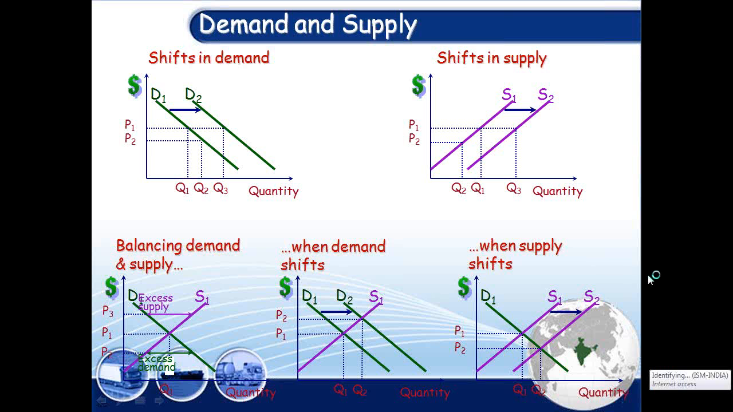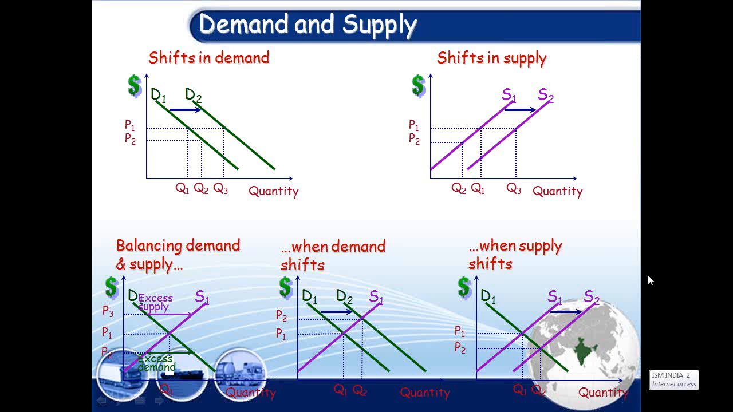Elasticity is the same, so the elasticity is not affected. It is for the same price. If I go with the D1, for the P1 price, my quantity requirement is Q1. But at the same P1 price, my quantity becomes Q3. So that means my demand has increased from Q1 to Q3, even for the same price. The price has not changed.